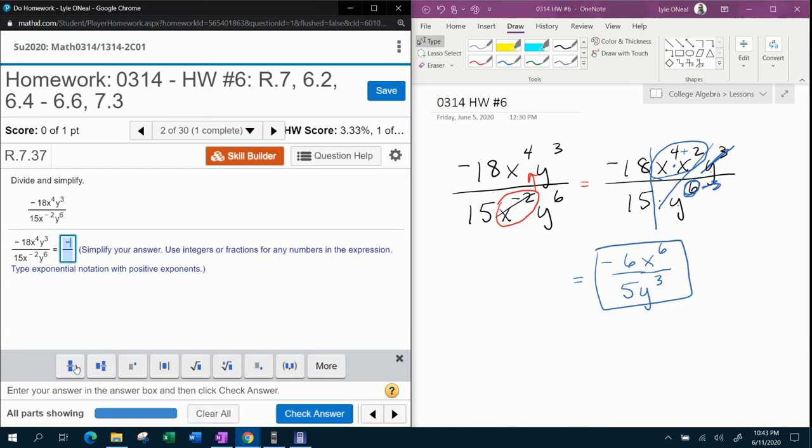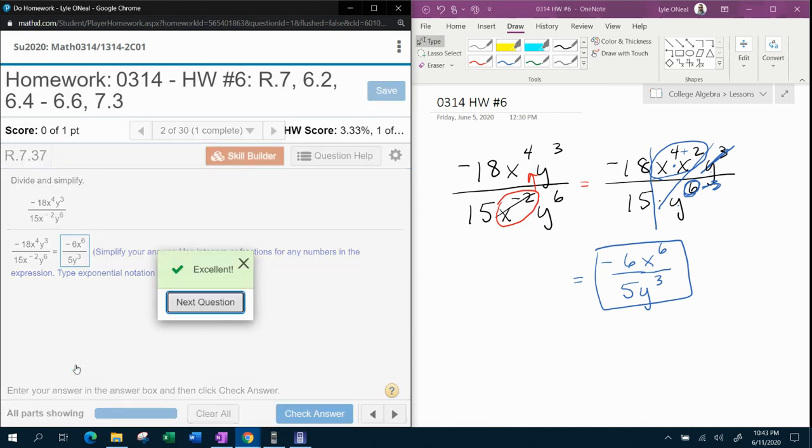So we've got negative 6 x to the 6th over 5 y to the 3rd. Bam.